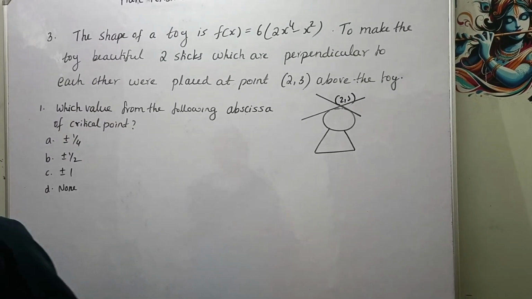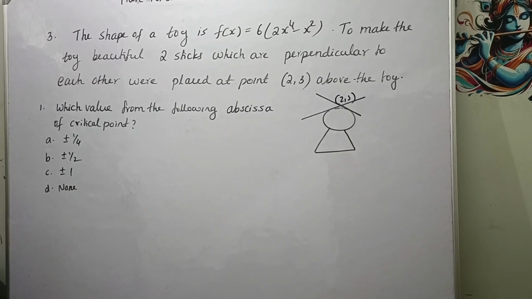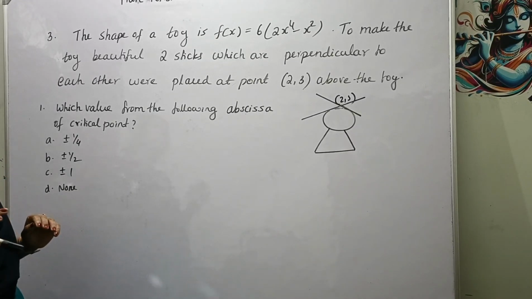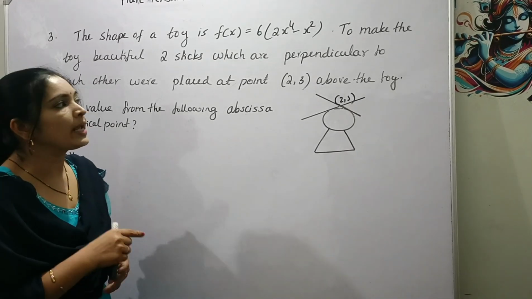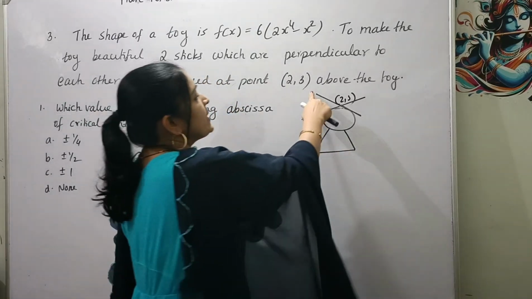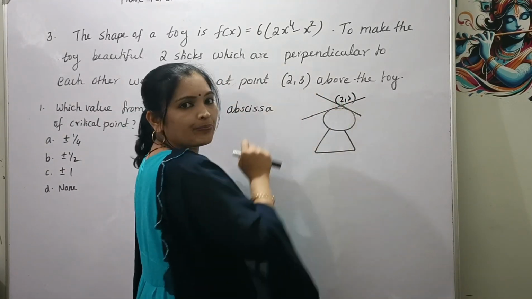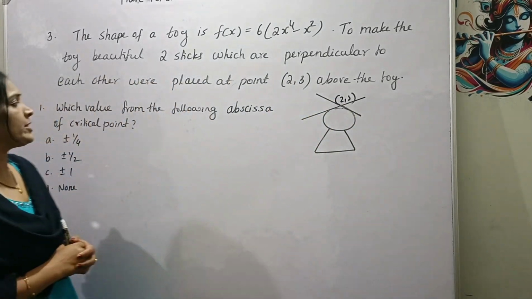Next question. The shape of a toy is f of x equal to 6 into 2x raised to 4 minus x square. To make the toy beautiful, two sticks which are perpendicular to each other were placed at point 2, 3 above the toy. Suppose it is the toy and two sticks are placed above the toy at the point 2, 3. These sticks are perpendicular to each other.